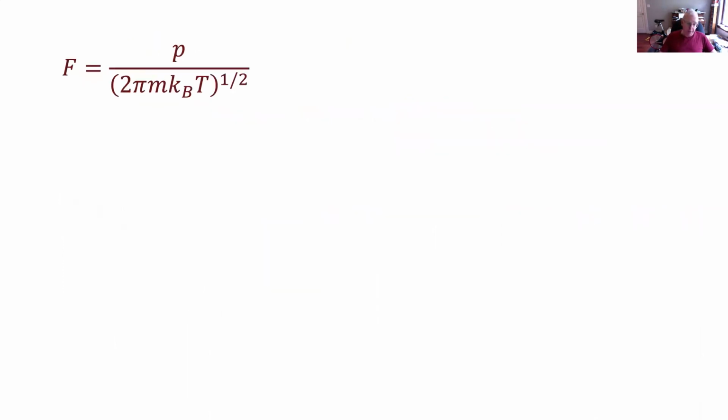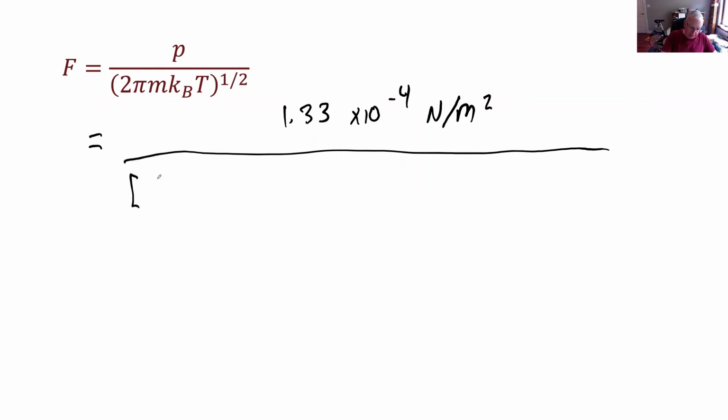All right, now it's time for the actual calculation. So my pressure is now 1.33 times 10 to the minus 4. I'm going to put in newtons per square meter for my pascals, right? Because that's what a pascal is. Then I'm going to do some brackets because everything down here is in a square root. 2 pi, m is 4.65 times 10 to the minus 26, and that's in kilograms.